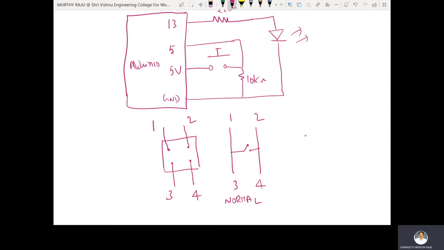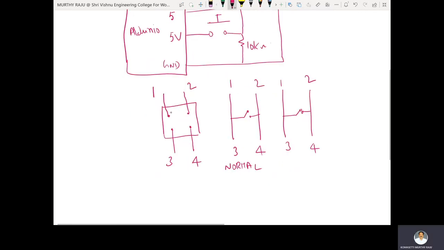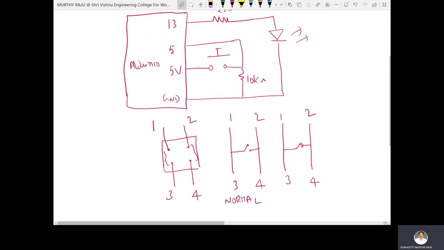Under button pressure, here 1, 2, 3, 4, the connection is like that. Short circuit here. Pin numbers 1 and 3 are internally connected, and 2 and 4 are internally connected. This is the push button description.